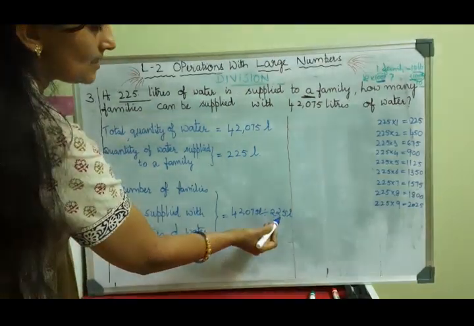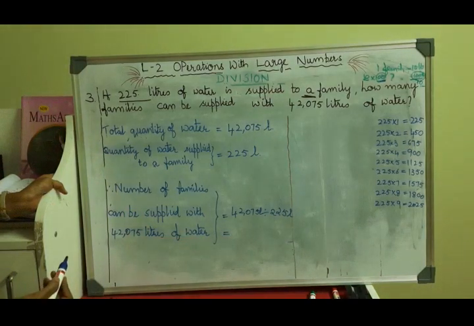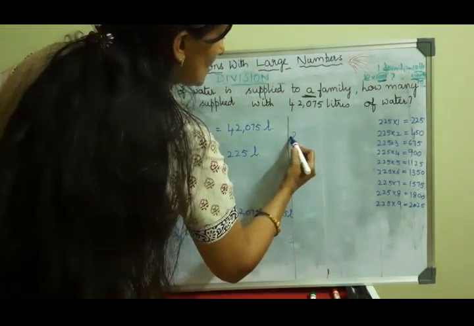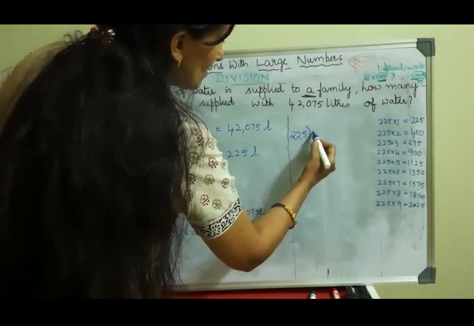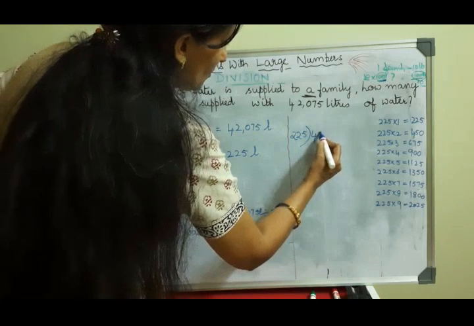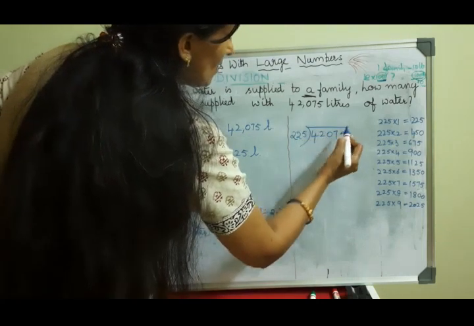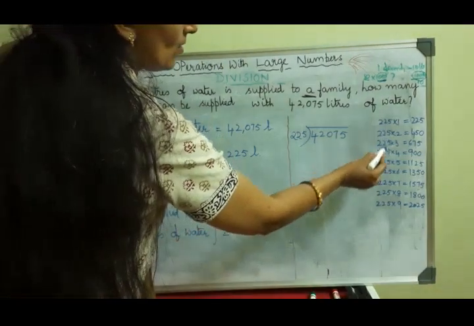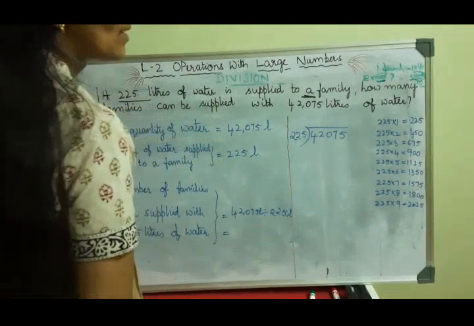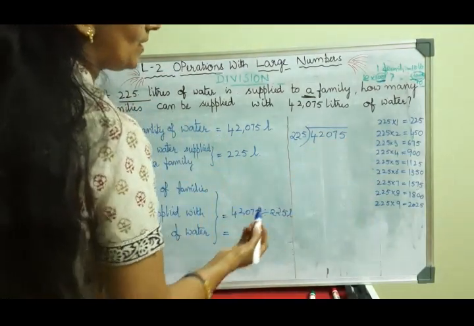Here the divisor is 225. We need the 225 multiplication table first to divide. Let me write the sum: 225 divided into 42,075. Now we need the 225 multiplication table. So here I have written it already. Before starting the division, you have to write the table first in your rough area.